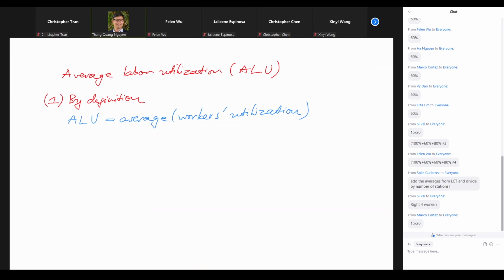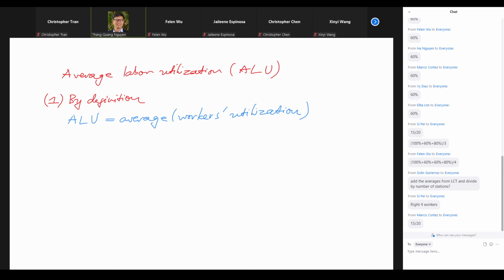But I would say that that's not the definition method that we are trying here. What we are trying here is we already know the workers' utilization, so we need the average over the workers' utilization, right? So actually, Philin gets a very great idea, a very clear idea. Let me go through that with you.